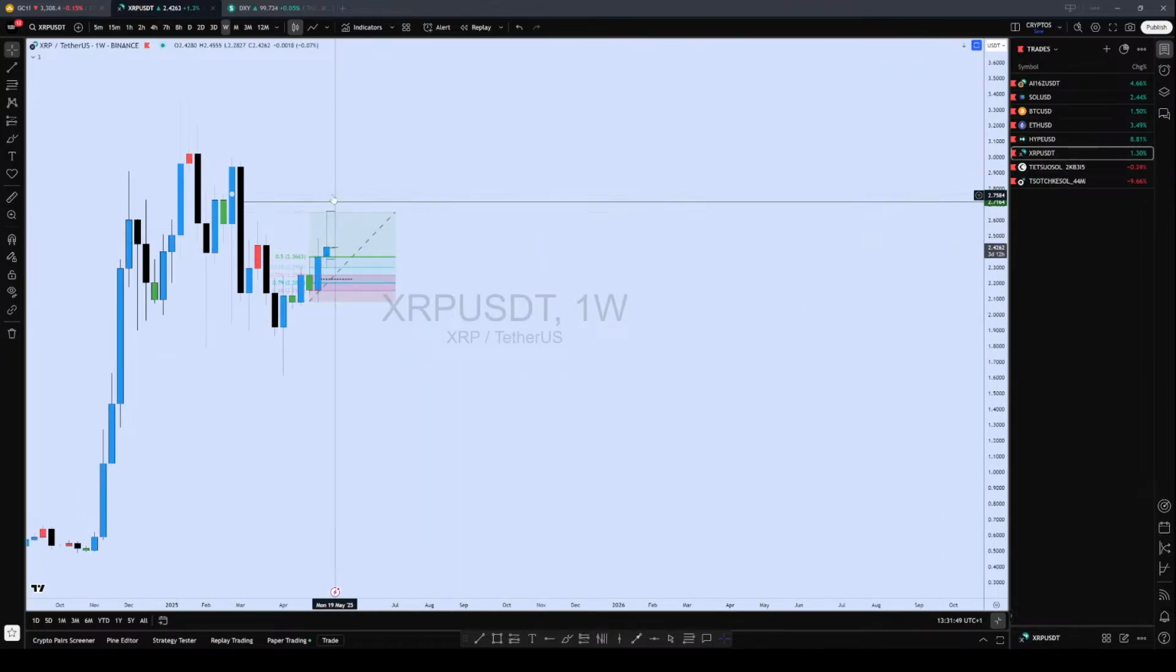XRP, we will be reaching for these upside objectives. I think I like XRP. It took our previous week low and it's rejecting, so the upside still remains.